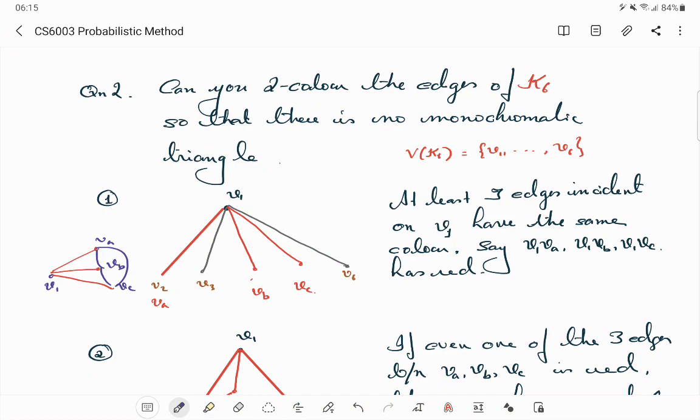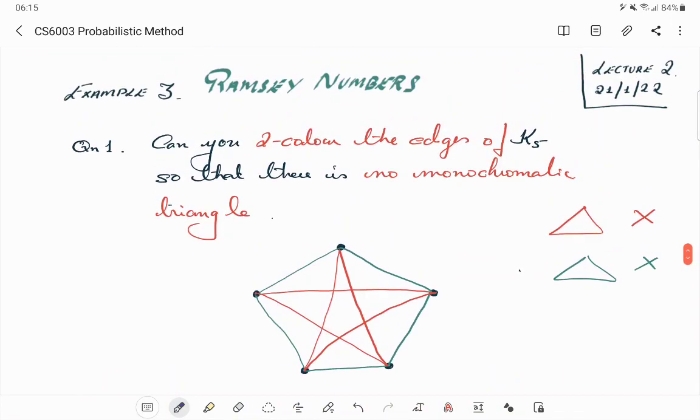Now, I could have asked a similar question with something other than a triangle. Instead of a triangle, I can put a K4, a complete graph on 4 vertices, or even a K5. So this number will also correspondingly change.